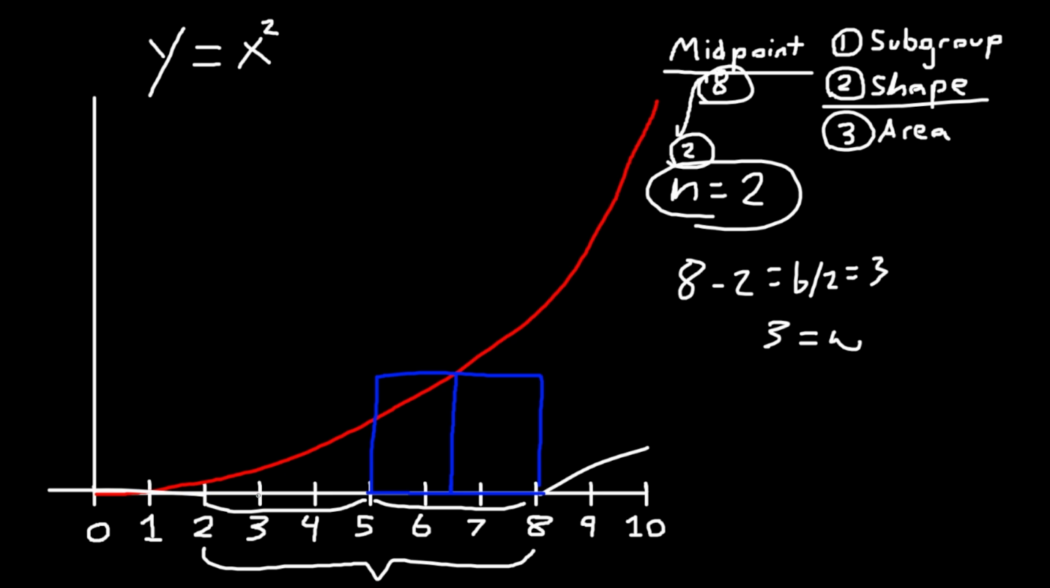And then same thing for 2 to 5. The middle of that is 3.5. And so that's where we come up, meet the graph, and then come over. And then step 3 is the exact same. We just find the area of our rectangles and then add them together.